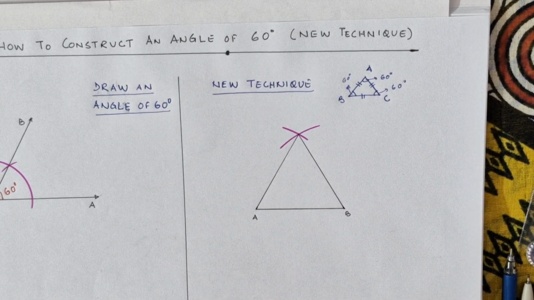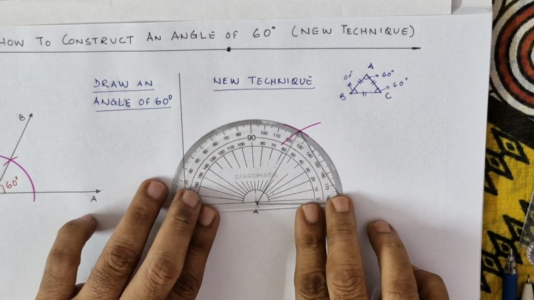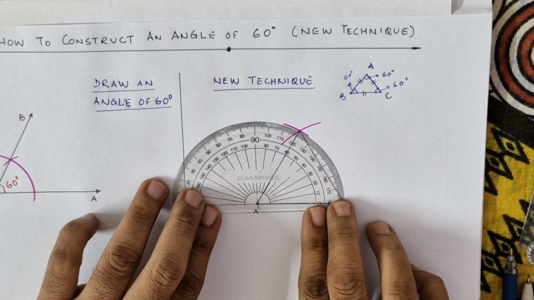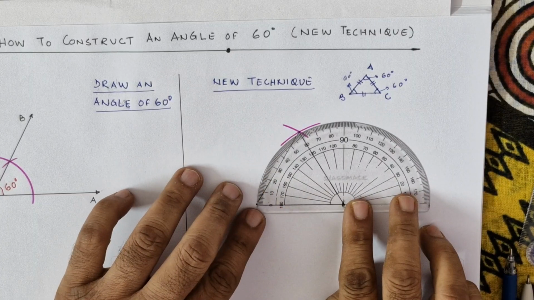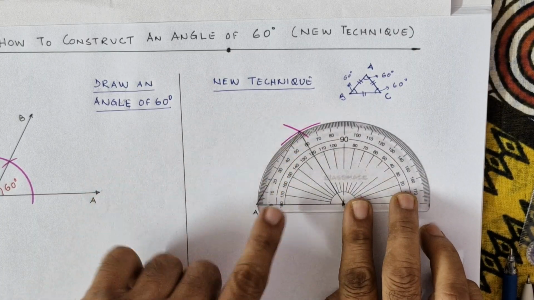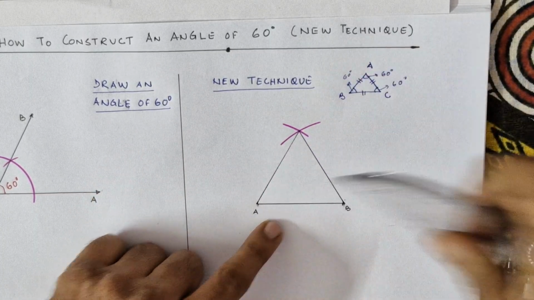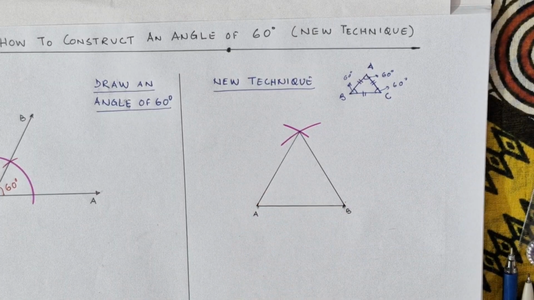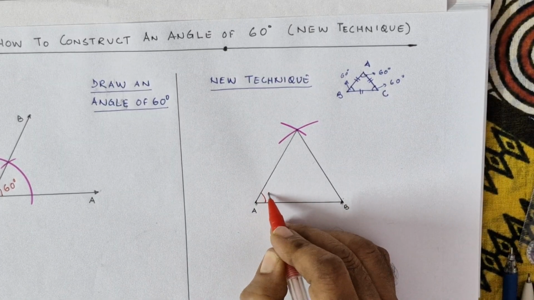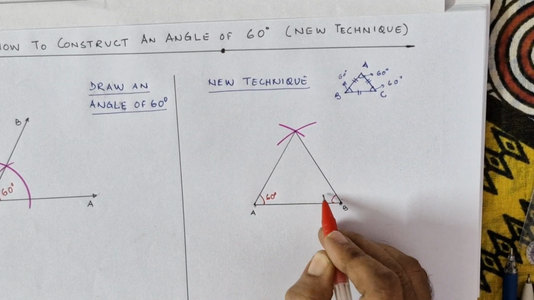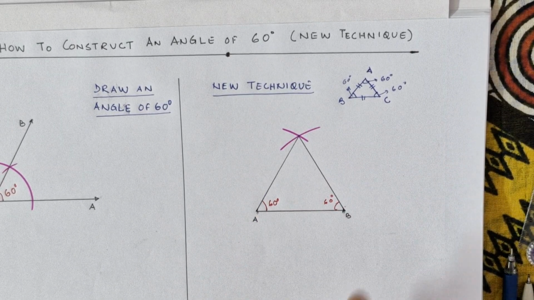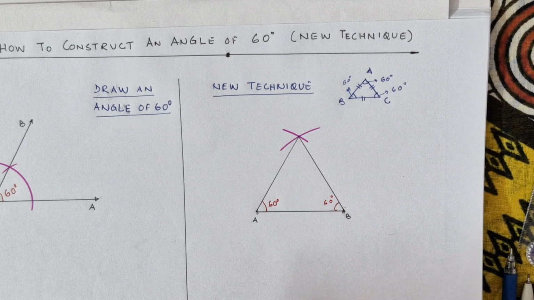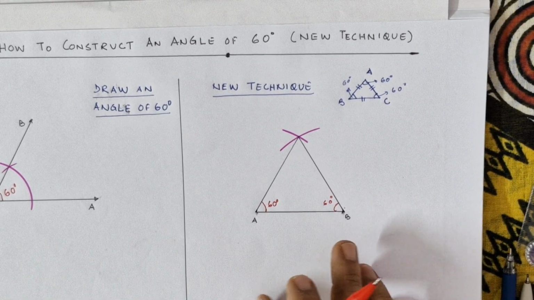Now let's measure it. See, so this is 60. Now this is also 60. See, got it? Now you have got this as 60 and this as 60. Got it? Now you can easily draw a 60-degree angle with the concept of an equilateral triangle. Okay, very easily, as I have shown you.